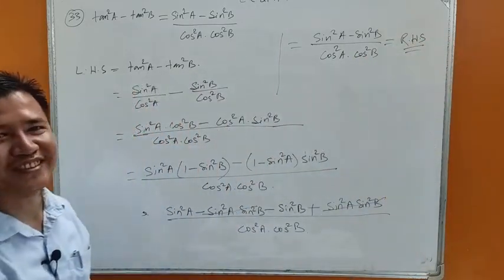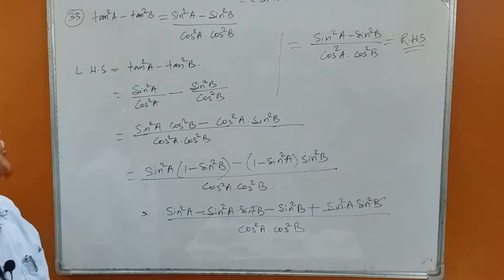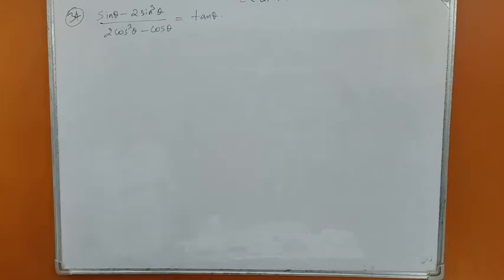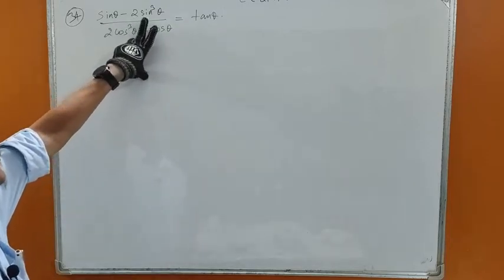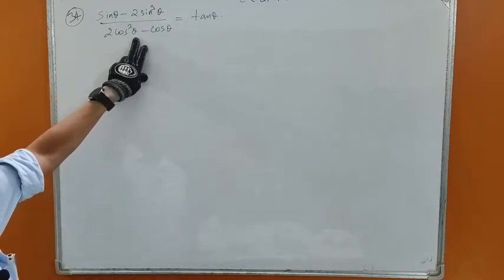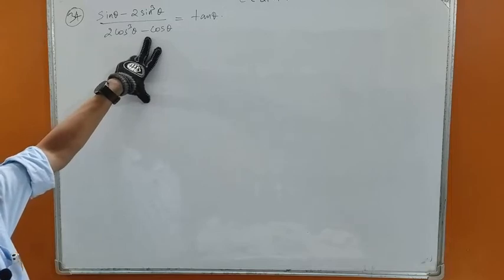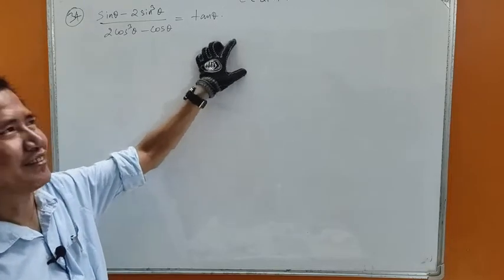I hope you got this. Now let's move on to the next question, question number 34. We have (sin theta minus 2 sin cube theta) upon (2 cos cube theta minus cos theta) in the left hand side, and we are asked to prove this equals tan theta, isn't it?